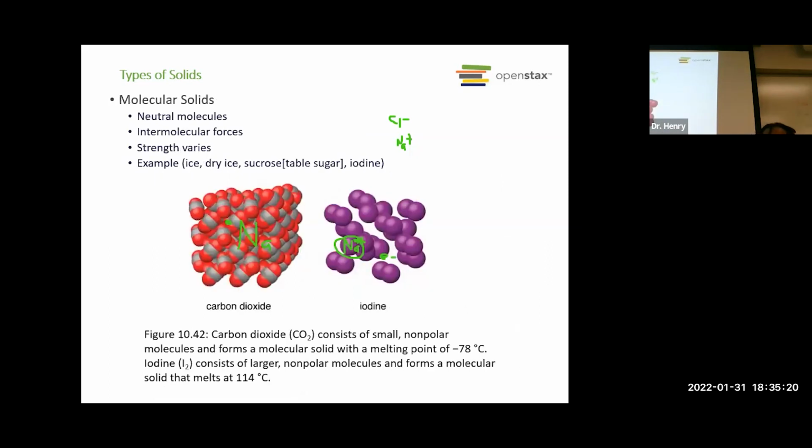And then we could have molecular solids. So carbon dioxide, dry ice, right? That's an example of a molecular solid. Or iodine, the little iodine droplets, or before it solidifies. Okay, so in that case, you're going to have neutral molecules. They're going to rely on intermolecular forces for their strength, and then their strength is going to vary. Dry ice, it's a hard block when it's really frozen, but when you start heating it up, it's crazy. Sugar, right? Iodine. So those are all examples.